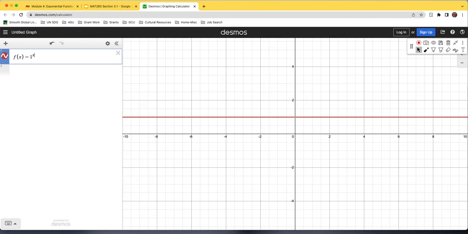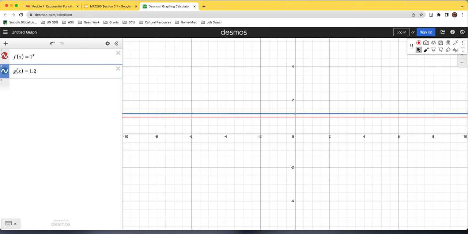So this is kind of the dividing line of exponential functions. If the base is larger than 1, we're going to get one type of exponential function. If the base is lower than 1, we get another kind. So let's go ahead and make it just a little bit bigger. Let's go with f of, well, it's g of x, I guess. G of x equals 1.2 raised to the x power.